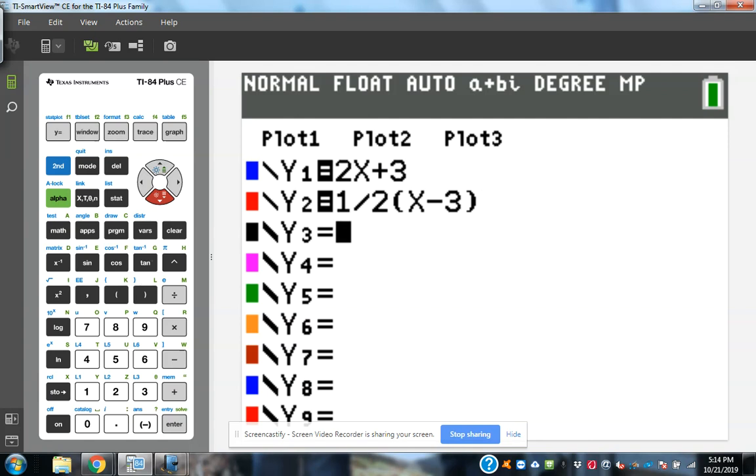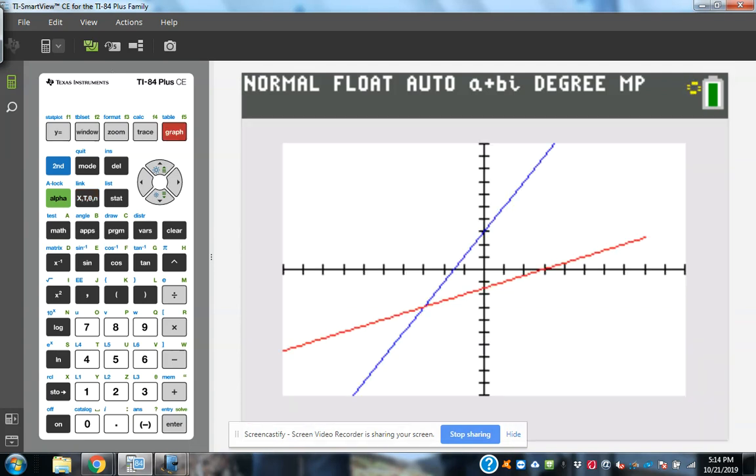In y3, I'm going to put y equals x, because that's the line they're supposed to reflect across. Okay? I'm going to hit graph. There's the first one. There's the second one. There's my reflection line. Look at these equations. The blue one is the 2x plus 3. It flips right across this line, and you know, if you folded this along the black line, they would match up perfectly.